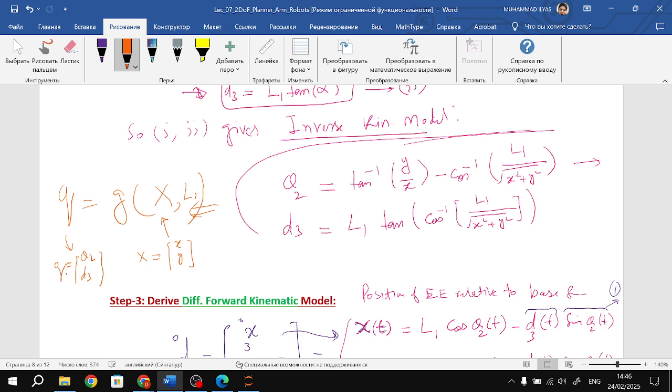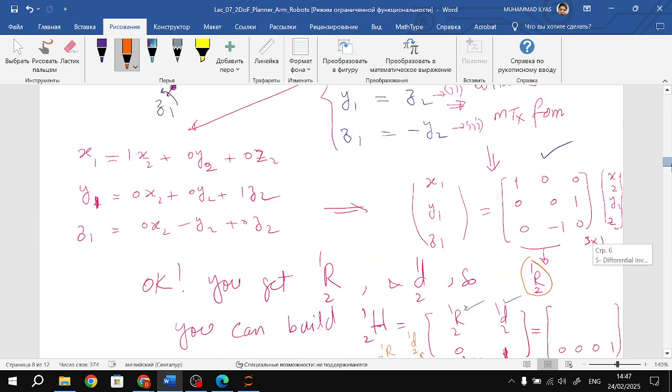That's all. That is what we call the inverse kinematic model. Any question? So this G is this function, tan inverse y over x minus cosine this to this, and here, so G is this function which is relating the position of the end-effector and the joint angles. So we have done our third objective.